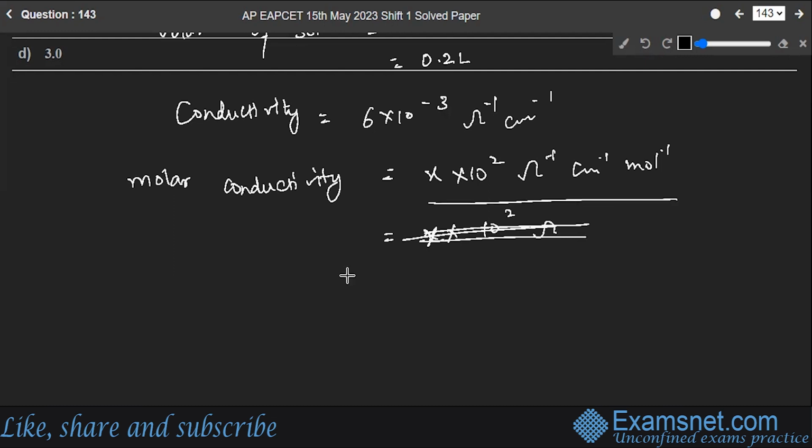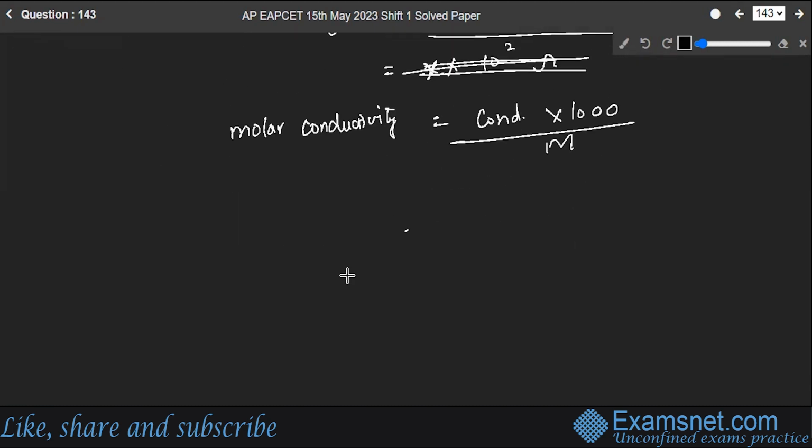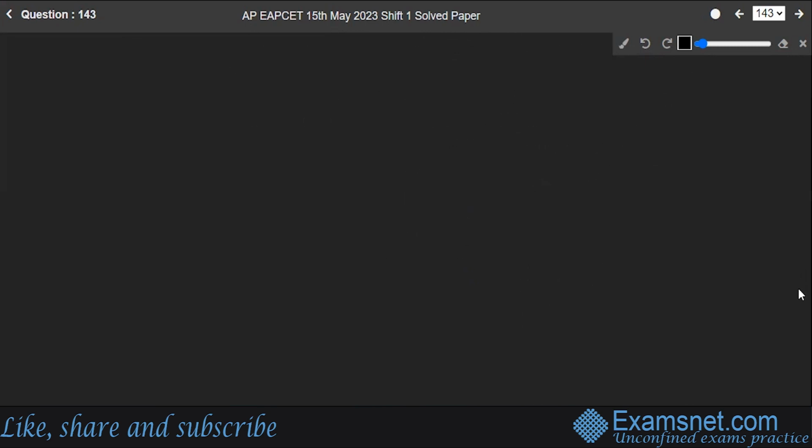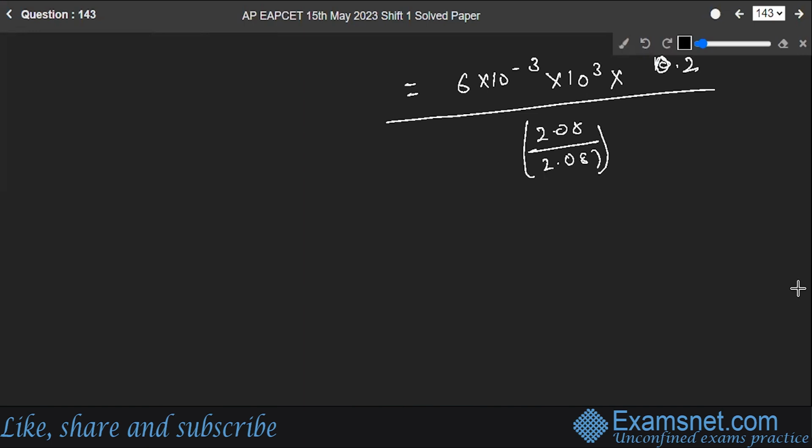You have to find out the molar conductivity, and the formula is given by molar conductivity equal to conductivity multiplied by 1000 upon m, where m is your molarity. This is equal to 6 into 10 power minus 3 into 10 power 3. And molarity, what is molarity equal to? 2.08 upon 208. And here is 0.2. So this is equal to x into 10 power 2.